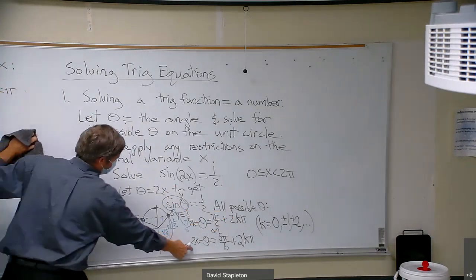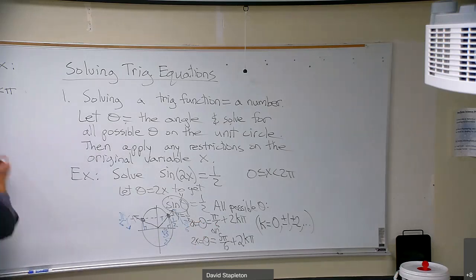Similar in the second one, divide this by 2, I get x on the left and 5 pi over 12 plus k pi on the right. And I'll leave out the k equals in the statement. Assume that. So there's all possible x. If I ask you for all solutions to this problem, that's the answer. There's an infinite number of them, one for each k.